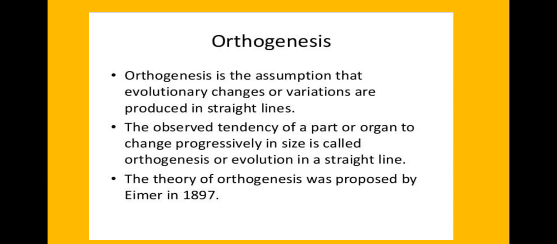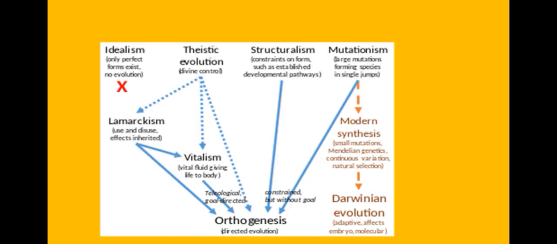Orthogenesis is the assumption that evolutionary changes or variations are produced in straight lines. The observed tendency of a part or organ to change progressively in size is called orthogenesis, or evolution in a straight line. The theory of orthogenesis was proposed by Eimer in 1897. Related ideas include orthogenesis, vitalism, Lamarckism, idealism, holistic evolution, structuralism, mutationism, modern synthesis, and Darwinian evolution.